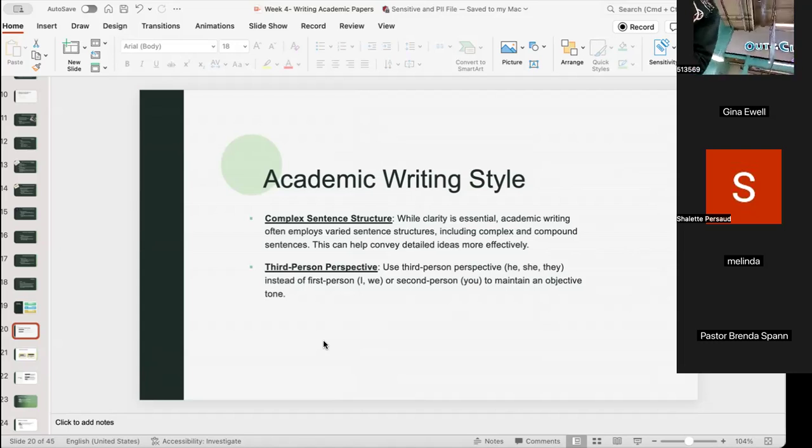You should be using the third person perspective unless told otherwise. So the third person would be talking about he, she, or they, him, her, them. You don't want to use I or we or you unless you're told that's okay.